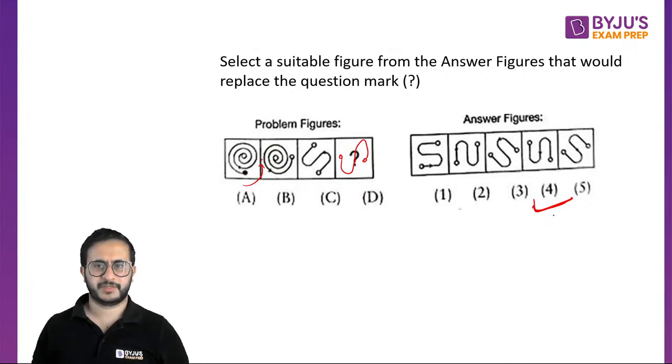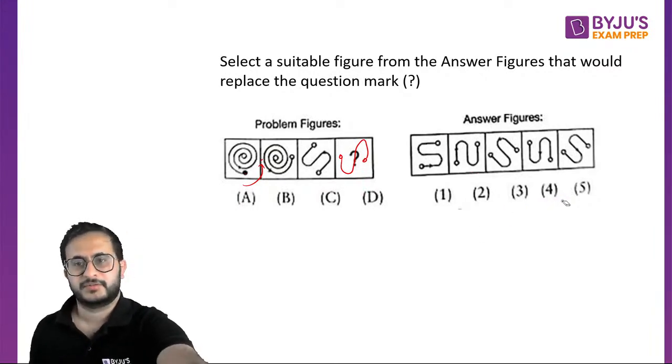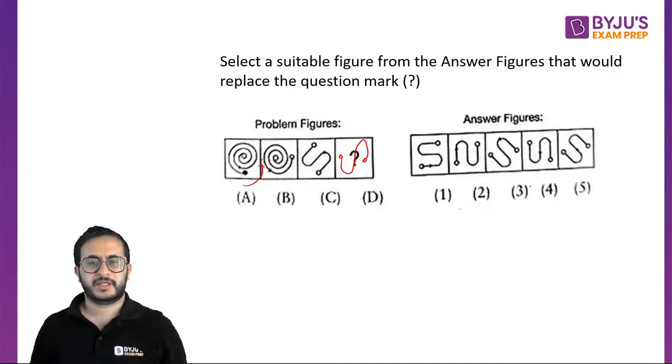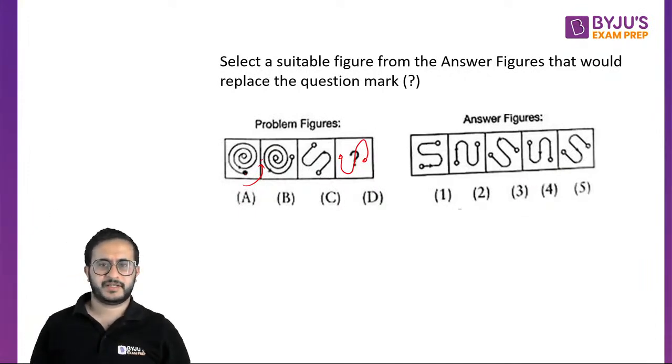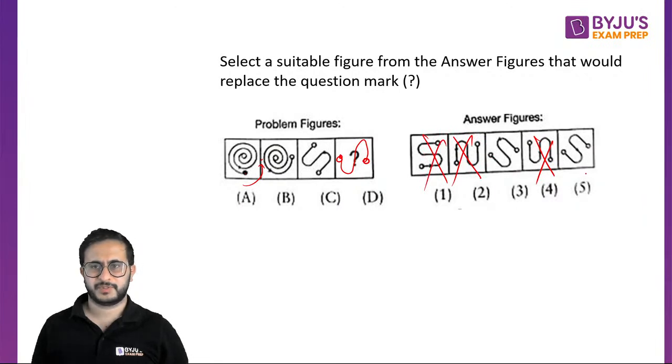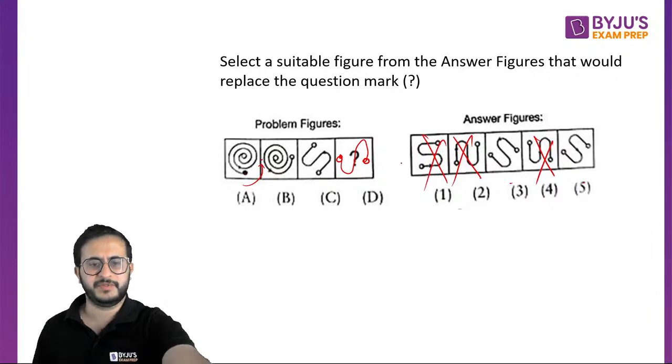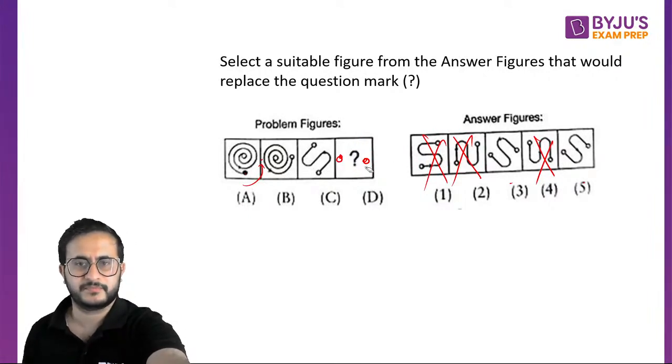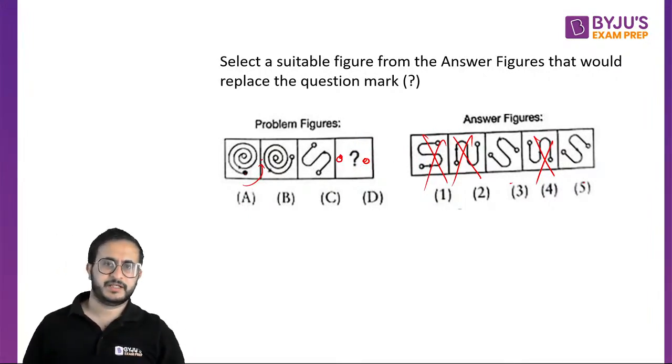No, wait, it will not come here, it will come tilted. The end points have to be at the center of sides. Okay, so this is wrong. This is wrong. This is wrong. One of these will be the answer, 3 or 5. See, end points will come at the center. So it will be somewhat like this. Slightly tilted one. Like this.